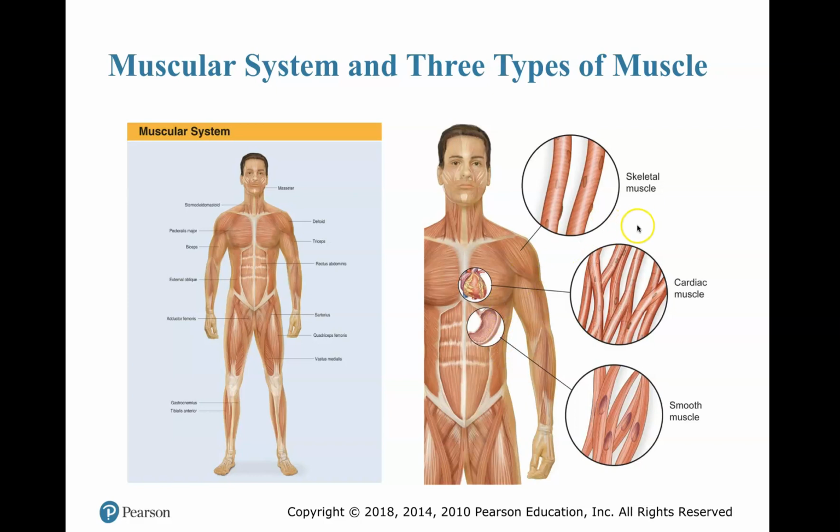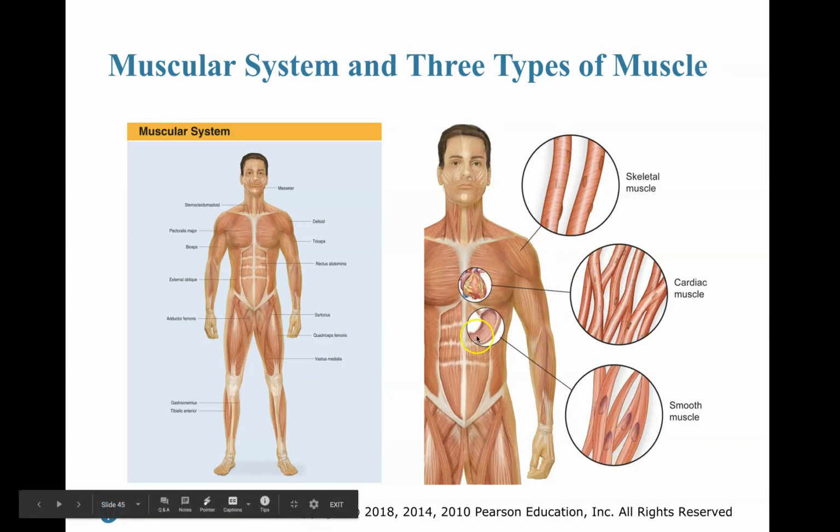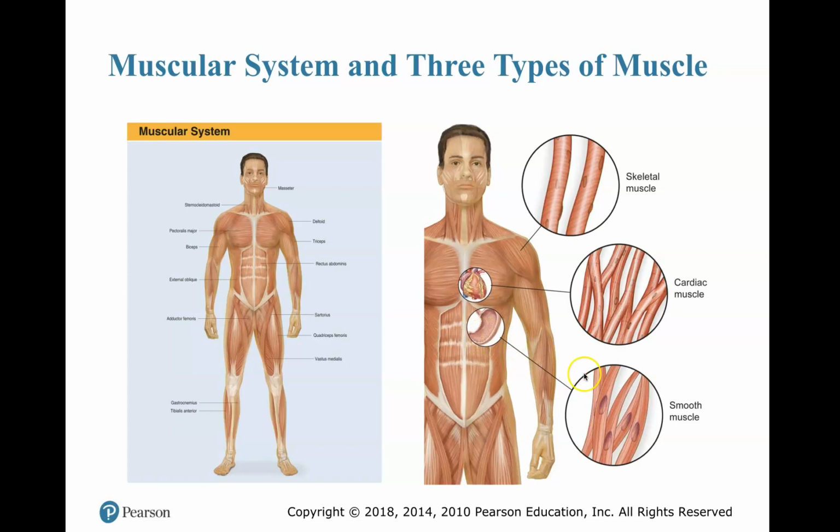Alright, so we have a breakdown here. We have skeletal muscles, which are going to be out on the outer portion of your skeleton. Cardiac muscle is the heart. Smooth muscles are going to be in your blood vessels and in your airway.